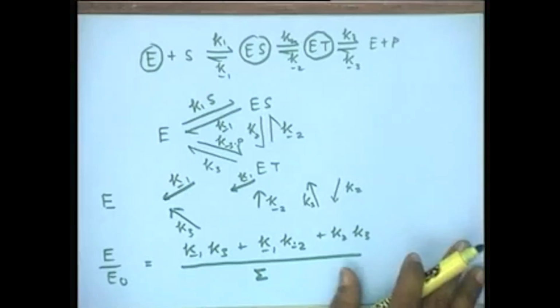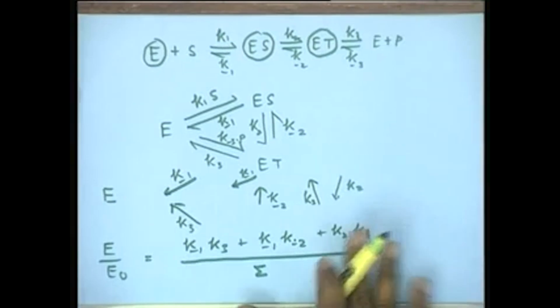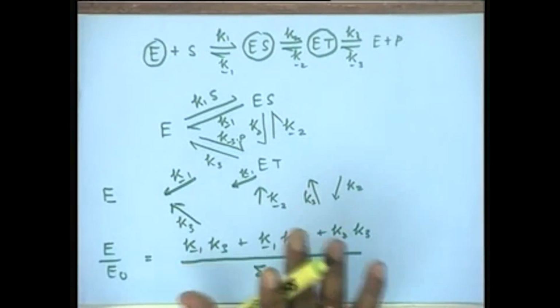Just a minute. Will you not consider K minus 3 P? K minus 3 P is already considered. Sir, sigma is the sum total of the products of all the kappa factors.